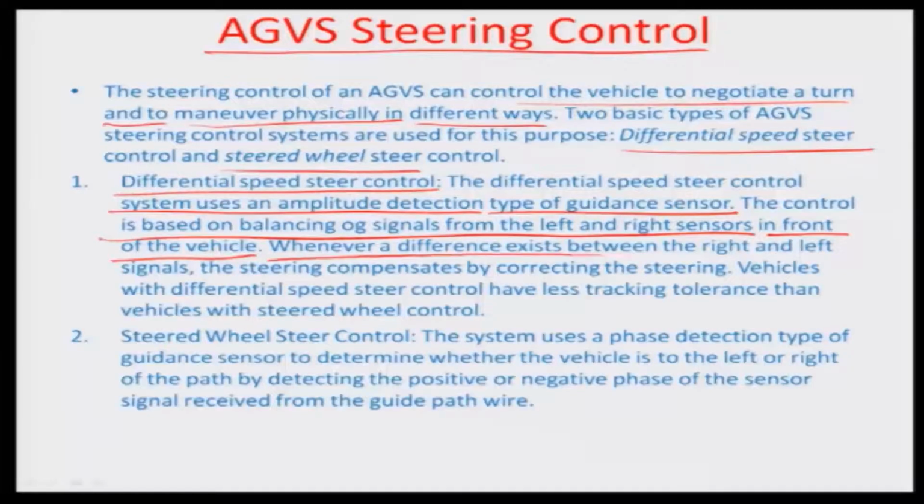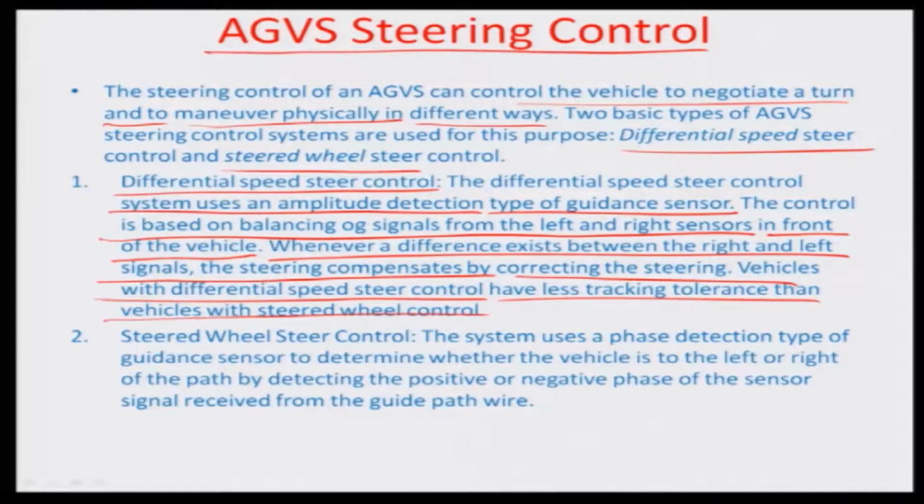Obviously the differential speed would set in a turn, but if you do not want to turn or you want to avoid the turn, you have to give a reverse signal so that it keeps back on track. That is the whole idea. Whenever a difference exists between the right and left signals, the steering compensates by correcting the steering. Vehicles with differential speed steer controls have less tracking tolerance than vehicles with steered wheel controls.